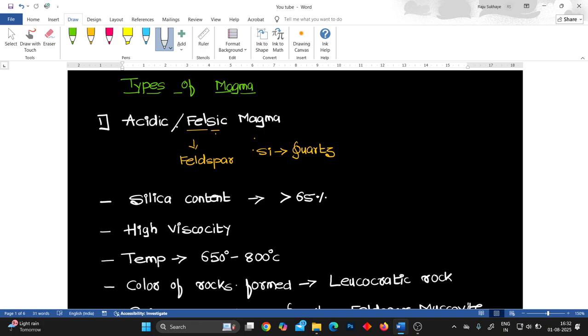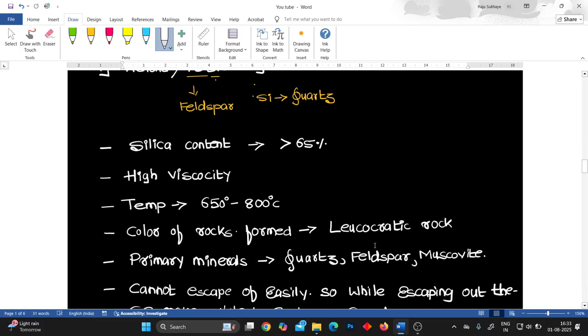Okay, so it has been called by another name, that is felsic. It has been given this name because it consists of two groups of minerals, that is the feldspar group and the quartz group. This acidic magma will always have a silica concentration of more than 65%, and due to the high percentage of silica it has high viscosity, and its temperature ranges between 650 to 800 degrees Celsius. And as it consists of feldspar and quartz, its color becomes leucocratic, or light colored rocks are formed when this magma or lava cools down.